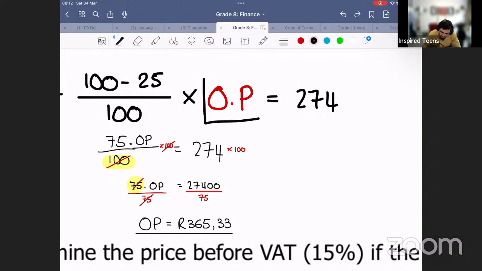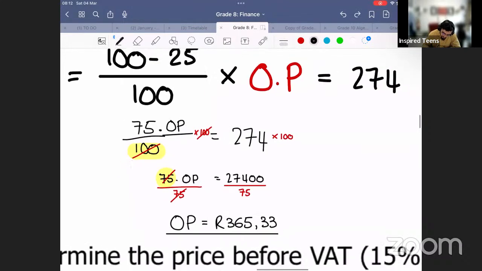I always multiply it by the original price. The original price is either before the percentage increase or before the percentage decrease. Of course, in this case, it's before the percentage decrease. So it's 100 minus 25 over 100 multiplied by the original price before the percentage was decreased, before the sale. And it's going to be equal to the amount that was decreased, the value in rands that we got when we decreased it by 25%, and that's equal to 274.